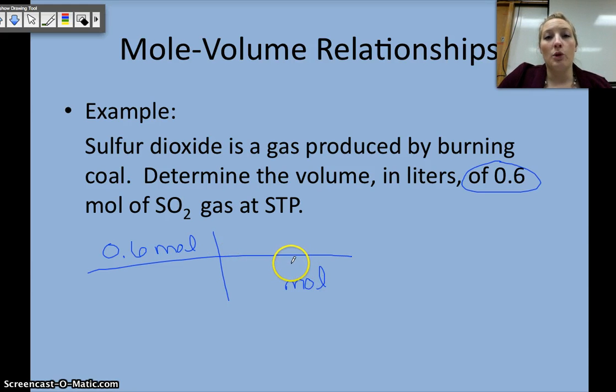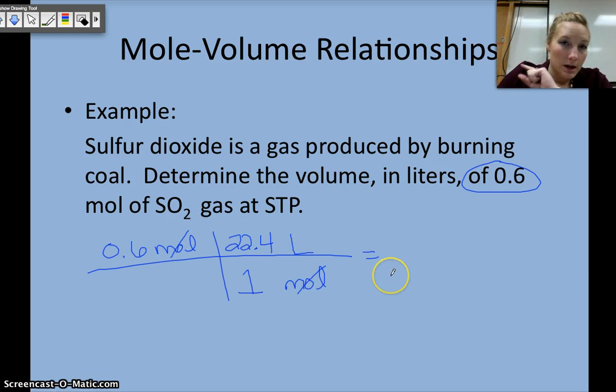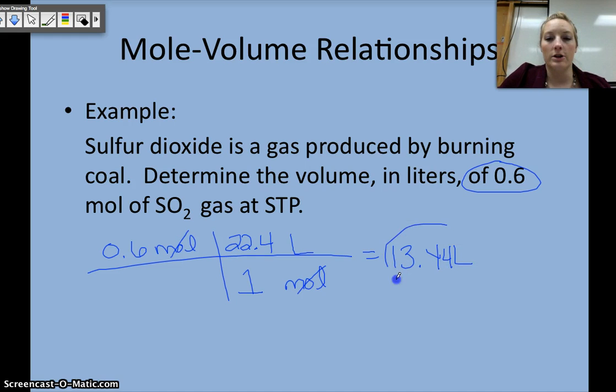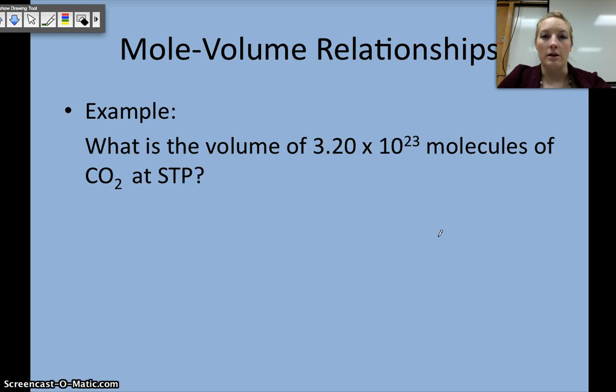We can see from our mole map that it's just going to be 1 step, so we can go directly moles to liters, and we know that for every 1 mole, there are 22.4 liters. Our moles will cancel out. Multiply across the top, divide across the bottom, and you should get an answer of around 13.4 liters. Not too bad. Let's try another.